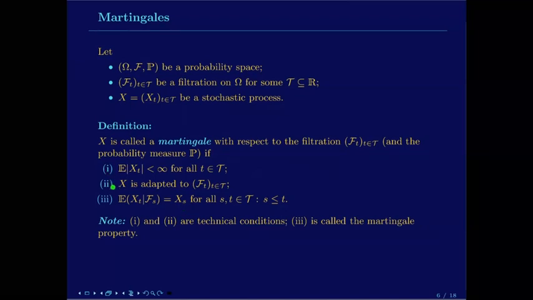1 and 2 are technical conditions that also guarantee that speaking about the martingale property makes sense. And 3 is, as I already said, the important property that really specifies a martingale. It's called the martingale property.